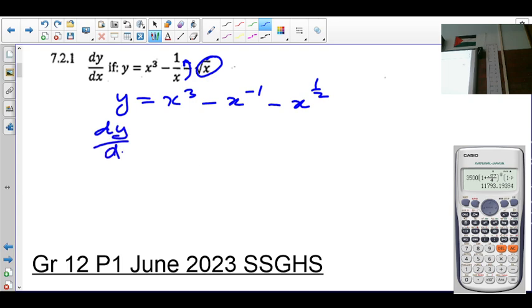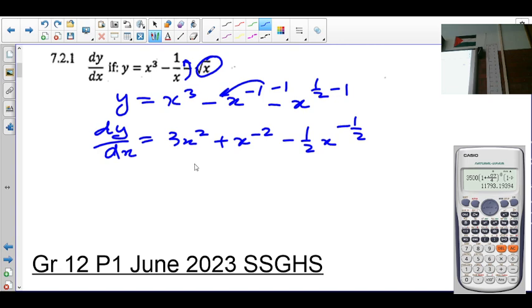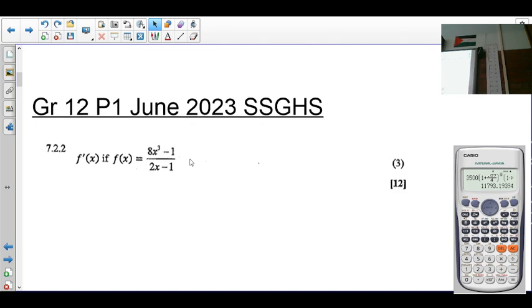So dy over dx, of course, is equal to 3x squared, minus minus gives you plus, multiplying the exponent by the coefficient, and minusing 1, of course, is negative 2, and then a half times negative 1 is negative half, minus 1, of course, is negative half. Now you can change that to a positive exponent if you like, but that was not the requirement. Okay, is that correct? Let me know when I'm going wrong.